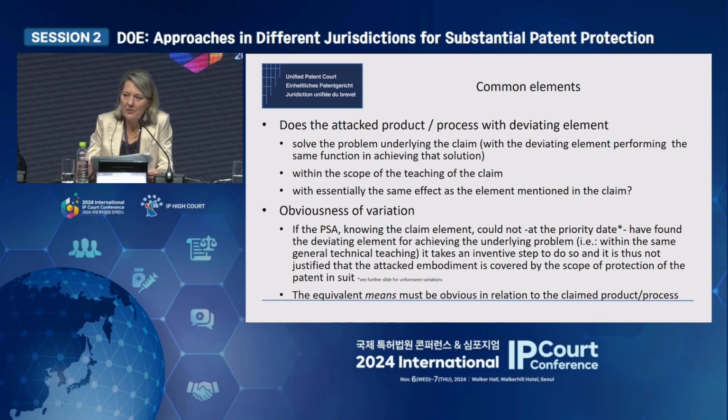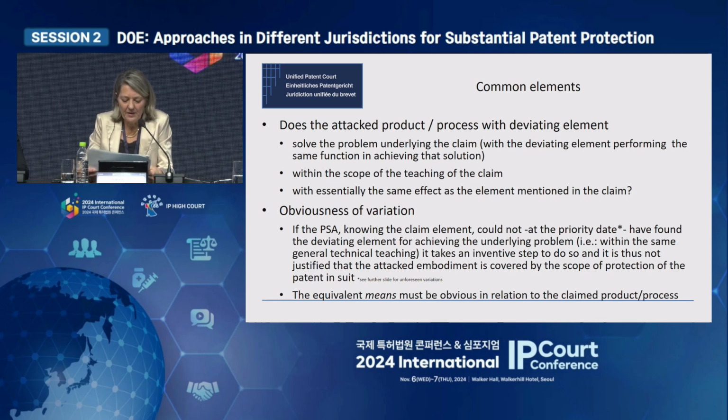And also quite important is that the attacked embodiment must be within the scope of the teaching of the claim. So what problem is solved and what does it contribute or add to the prior art? And it must essentially have the same effect as the element mentioned in the claim. Now these are all cumulative requirements, and it doesn't really matter in which order you answer the questions. And I would say it is more an invention approach rather than an element by element analysis.